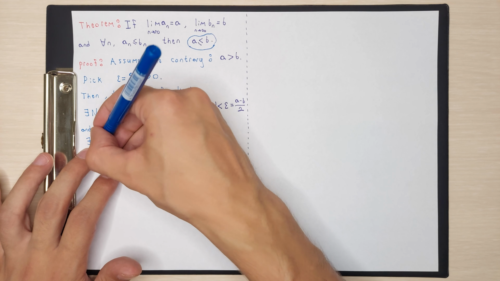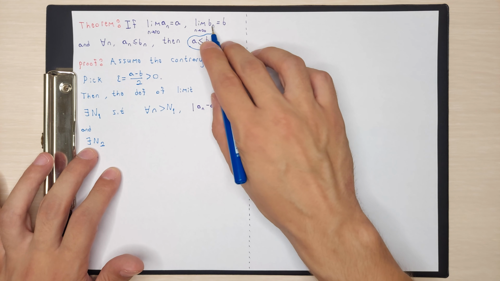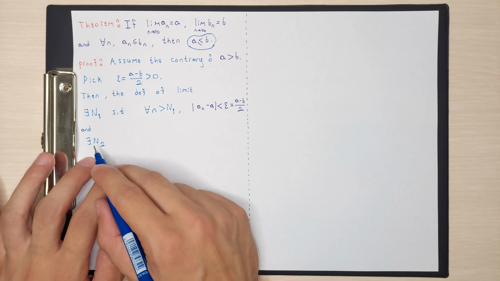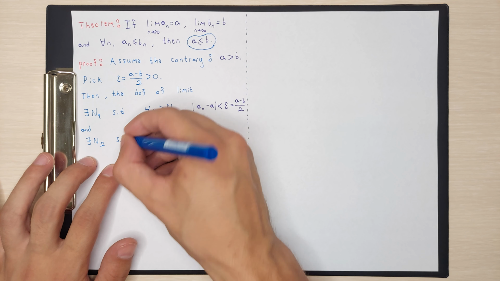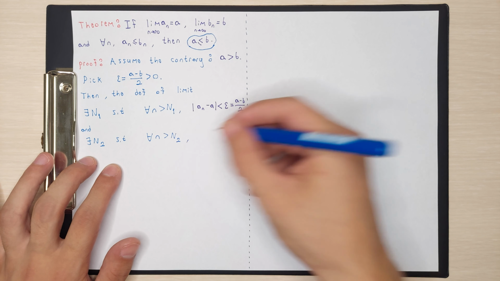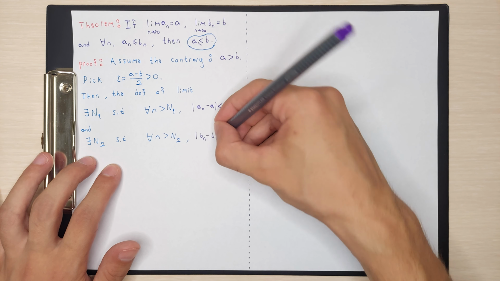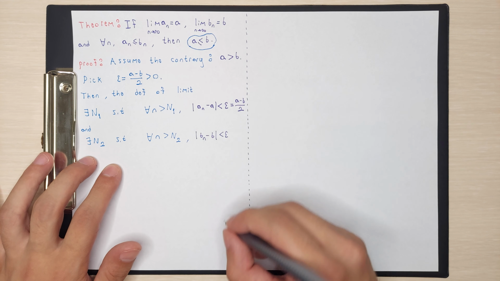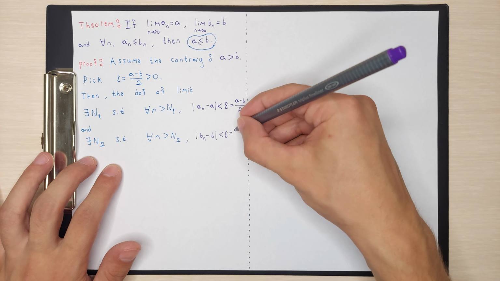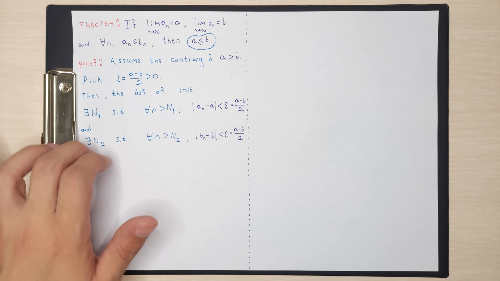Let's use the same definition for the limit of bn. There exists n2 such that for all n which are greater than n2, we have the absolute value of bn minus b must be less than epsilon. And as we said before, epsilon is a minus b over 2.